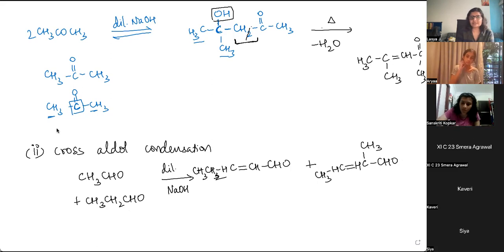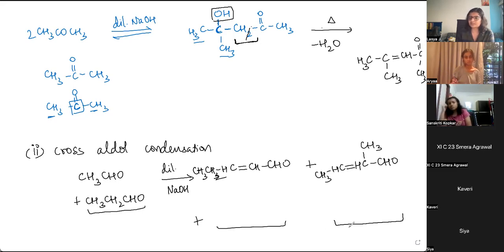So this is one set of products. Along with it, the regular self aldol condensation products also. Like what if CH3CHO reacts with another molecule of CH3CHO, so that product, and what if this reacts with another propanal, that is the other product. So you'll get a total of 4 products.